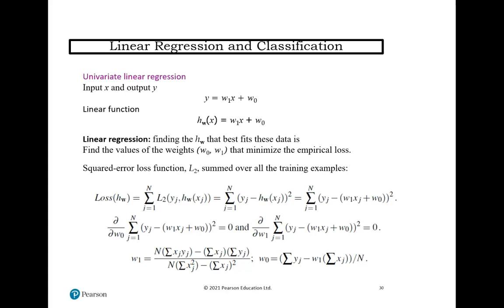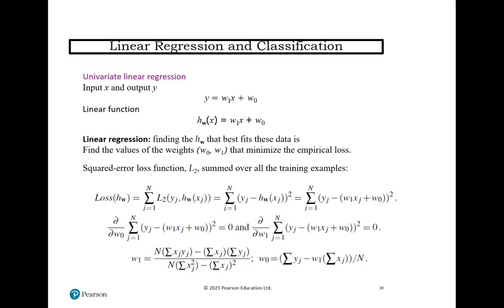So you can see here, we just find the total loss, which is essentially the sum of all the squared errors. So yj is the true value, and hW of xj is the prediction from the model. And we find the difference between yj and that prediction. We square it, and we just sum it over all the training points, uppercase N. And then in order to minimize the total loss, we just take the first derivative relative to W0. So that gives us one equation. And then we take the partial derivative relative to W1. So we get a second equation.